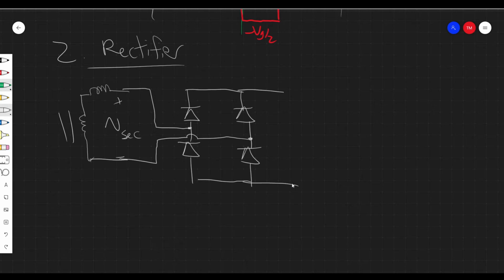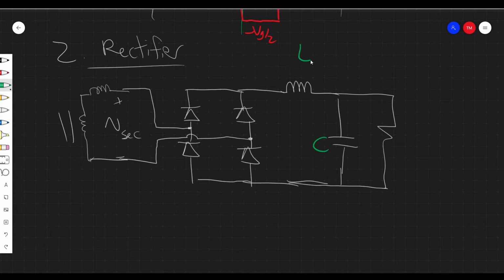and we follow this with basically a buck, right? So we have an inductor, a capacitor, and then our load, right? And this is our load. So this output side, this looks like the output of a buck, right?